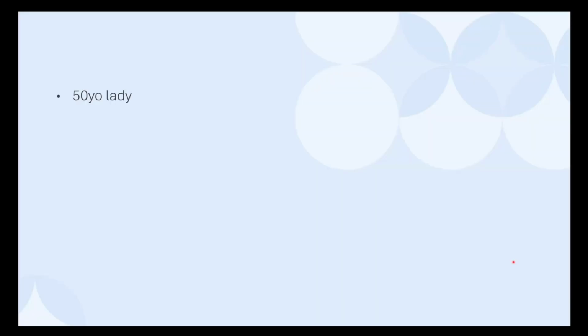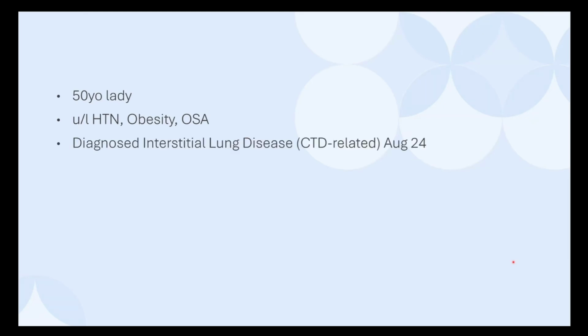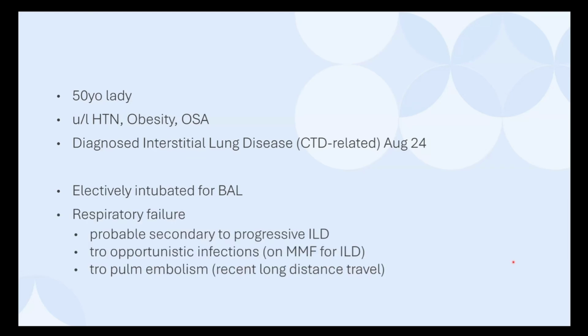So second case, 50-year-old lady, underlying hypertension, obesity, OSA, diagnosed interstitial lung disease quite recently, electively intubated for bronchoalveolar lavage. She had a recent travel, came back, shortness of breath worsening. So the respiratory failure, we don't know the exact cause. It can be progression of ILD. It can be due to opportunistic infection because she's on immunosuppressant for the ILD. It can be from a pulmonary embolism, as mentioned, because she had a recent long distance travel.